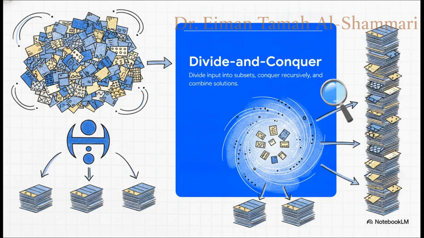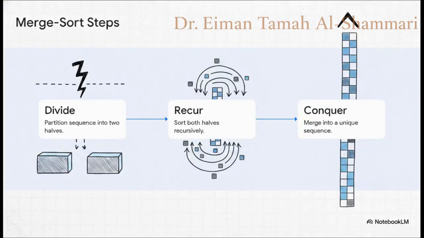Instead, you physically split that massive problem into tiny, manageable, constant-sized chunks. You divide the input data. Then you conquer those subproblems recursively, meaning you just keep splitting them until they're so small they're basically already sorted. And finally, you combine those solved tiny pieces back together into your final solution. And that brings us to our first major contender in the sorting race, merge sort.